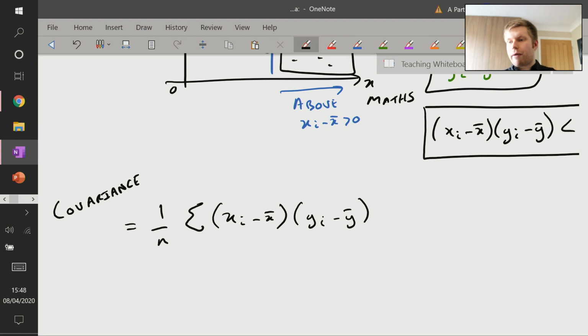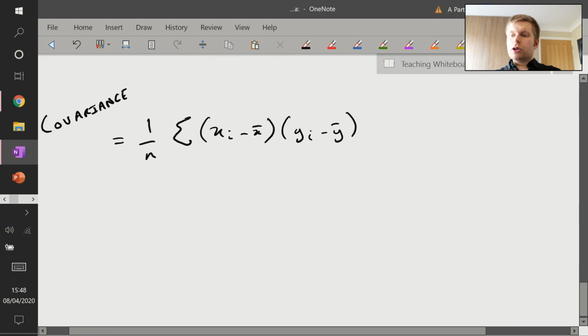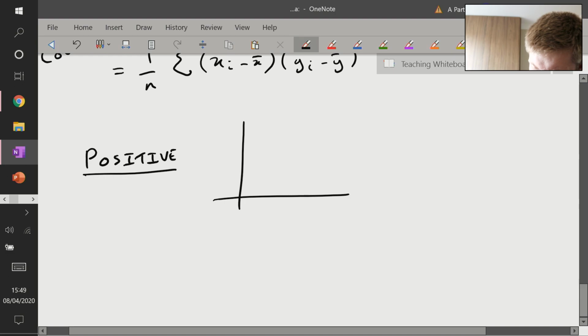I'm not going to square it or anything like that because, of course, I want to know whether it's positively correlated or negatively correlated. It is useful to keep the positive and negative in this case. So let me just summarize here. For positive correlation, I have seen something like this.